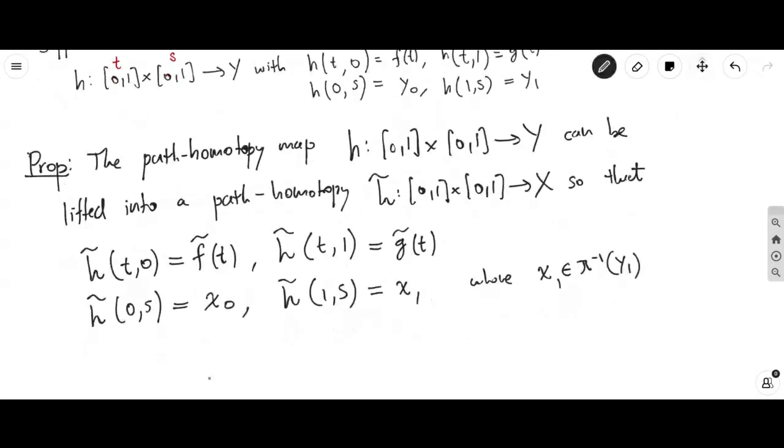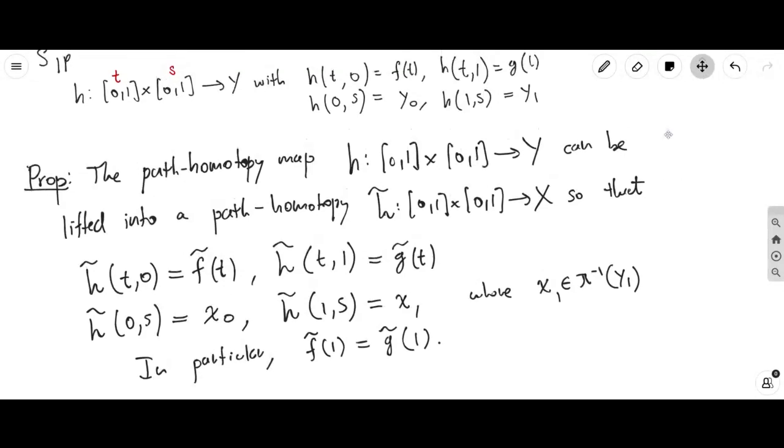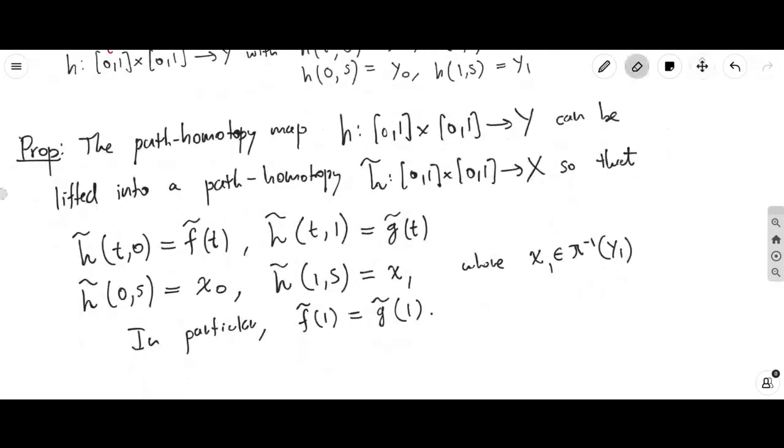So in particular, they do in fact end in the same point. So the lifted path F, its terminal point, and the lifted path for the other path, its terminal point, they're actually the same, which is, at first, a little bit surprising, but this is what the proposition says. It says that path homotopies can also be lifted. So you can lift paths, and you can lift path homotopies as well.